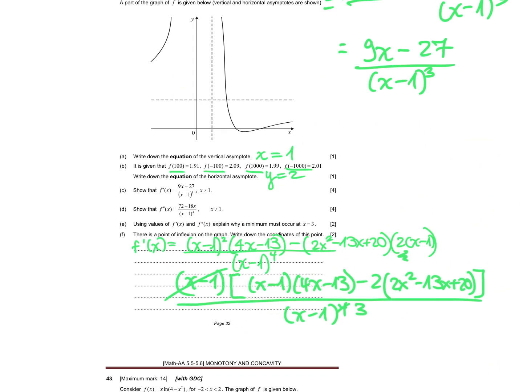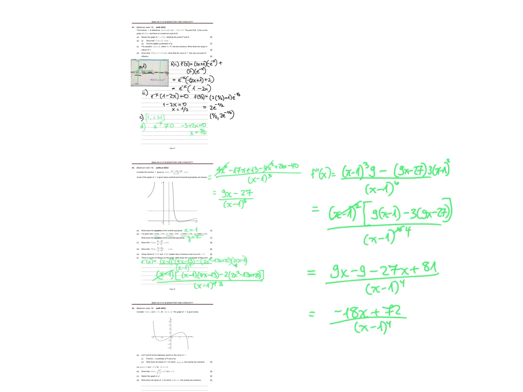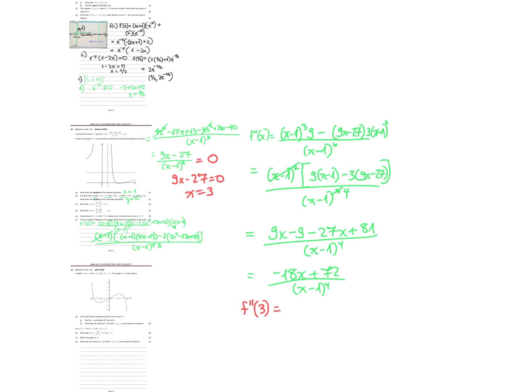Using the values of the first and second derivative, explain why the minimum must occur at x equals 3, and then the point of inflection. Okay, so first of all, if we set the first derivative to 0 and cross multiply, we just have 9x − 27 is 0. So x is 3, and if we sub that into the second derivative, we're going to have −18 times 3 is −54, plus 72, over a positive number. So this is greater than 0, which means it's concave up, which means there's a minimum at x equals 3.